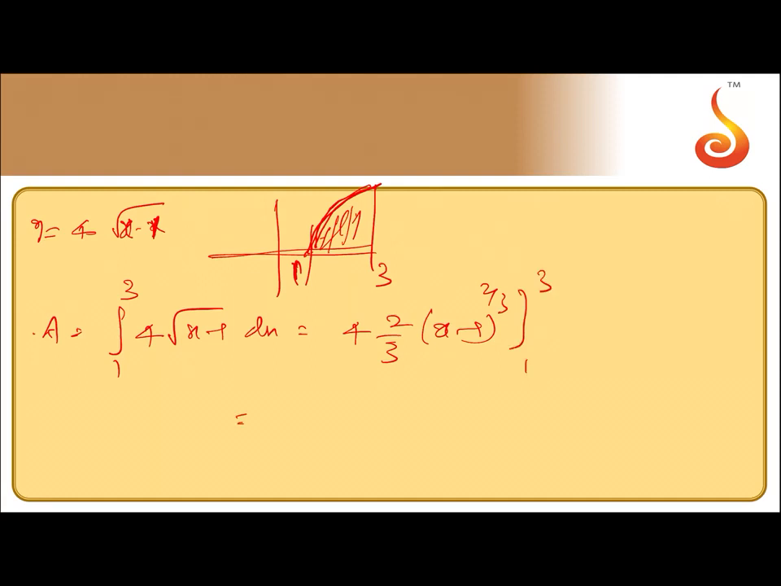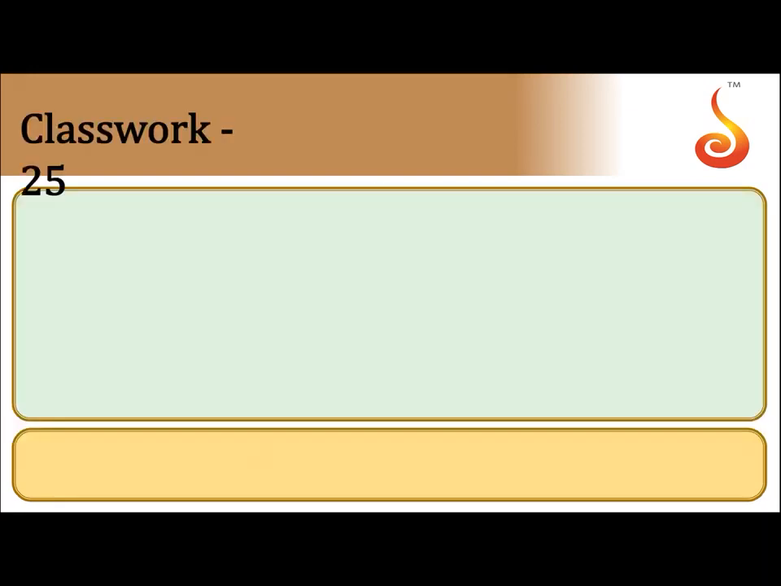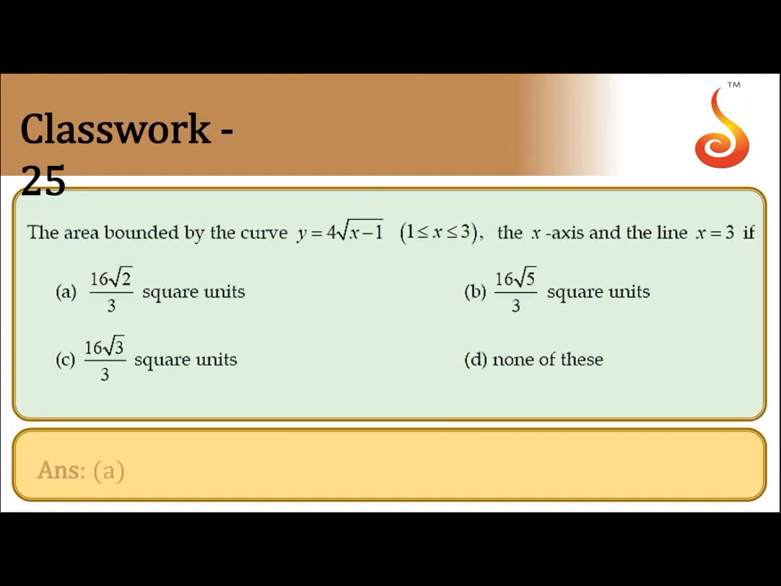On substituting, at 1 it is 0, and at 3 it is 3 minus 1, that is 2, nothing but 2 root 2. So 8 by 3 multiplied by 2 root 2. So that is equals to 16 root 2 by 3. So the answer is equals to 16 root 2 by 3, A option.